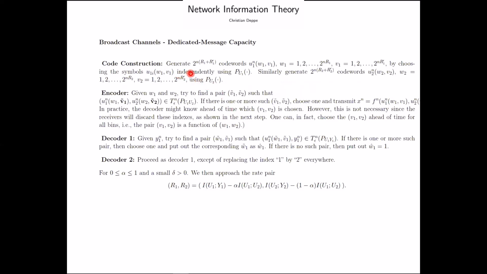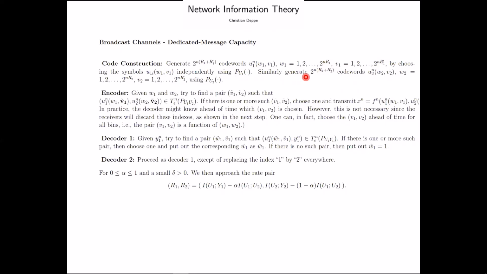We use binning also. We generate 2^{n(R1+R1')} codewords U1^n(W1, V1), where W1 goes from 1 to 2^{nR1}, that's the rate for the first dedicated message, and V1 goes from 1 to 2^{nR1'}. This is the size of the bin. We choose the symbols U1_i(W1, V1) independently using P_{U1}, so it's a randomly generated code.